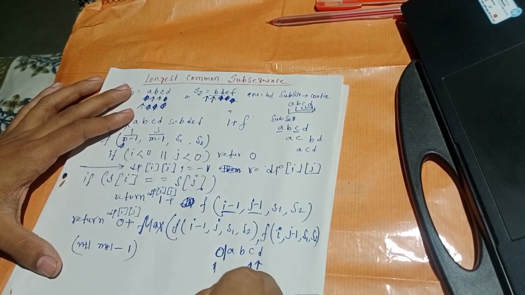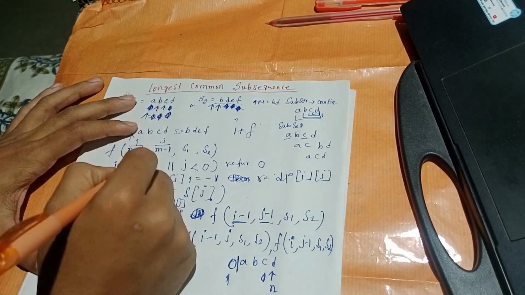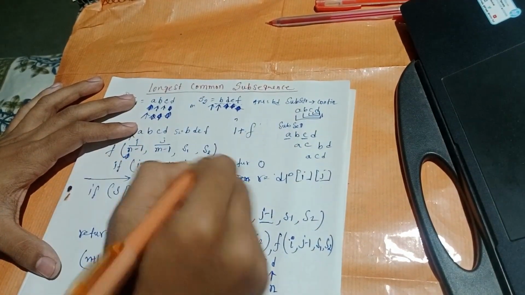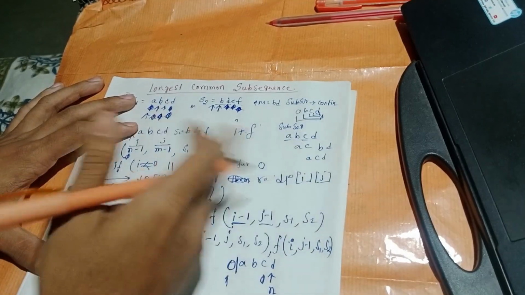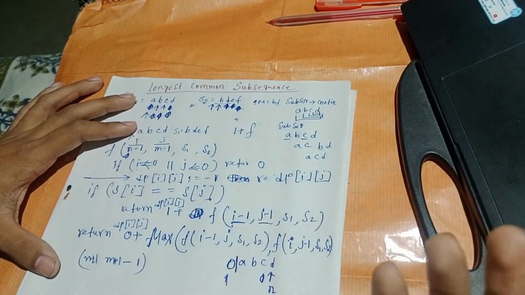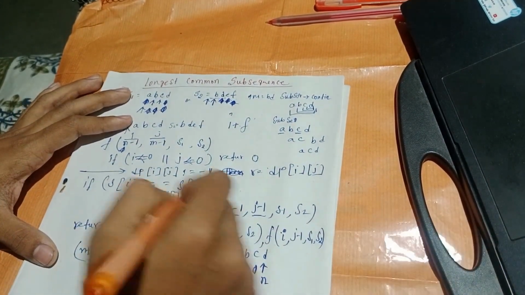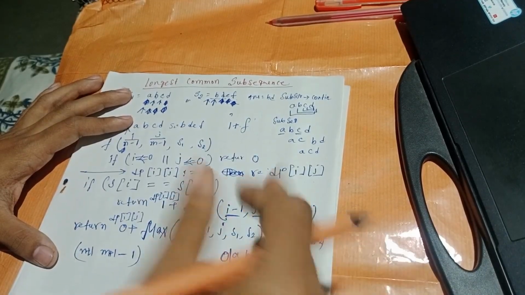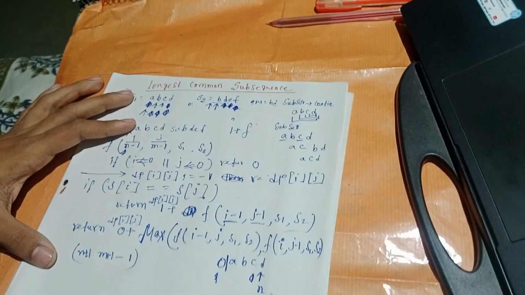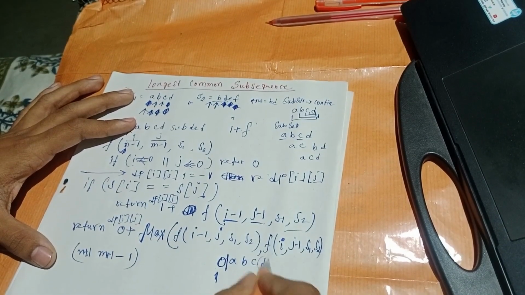And also check: when i equals 0 or j equals 0, either of them, return 0. If not, then it's the same method, not any problem, same method. But here you see that n is my this.